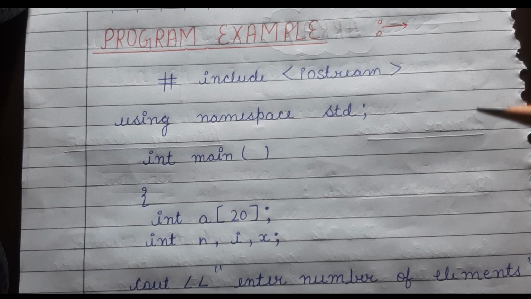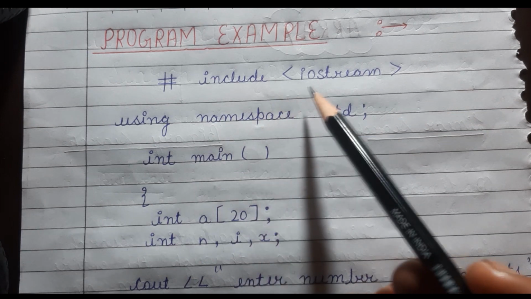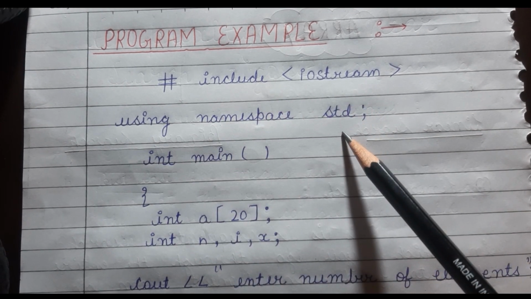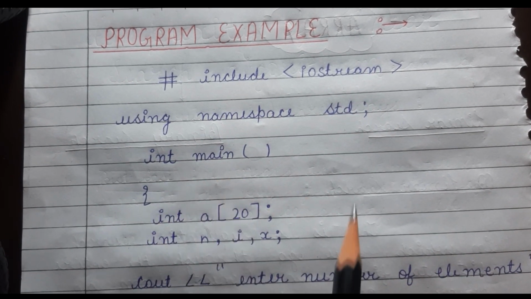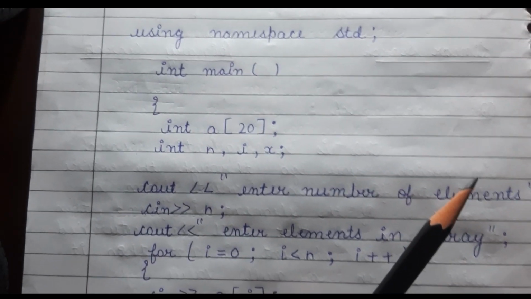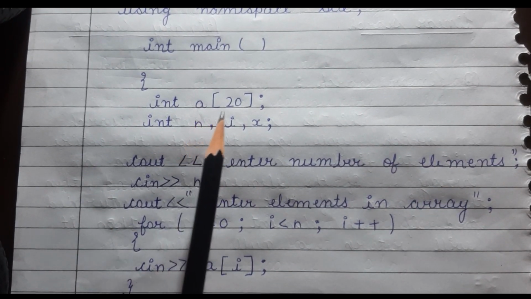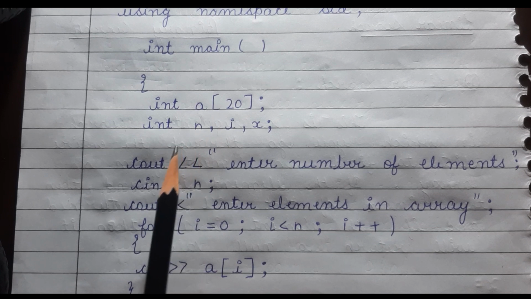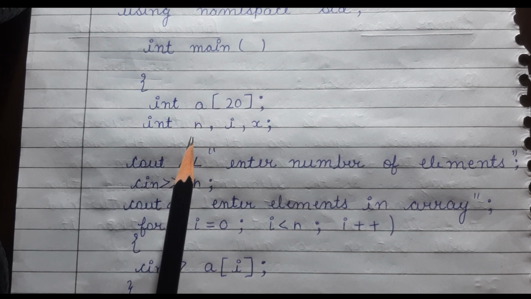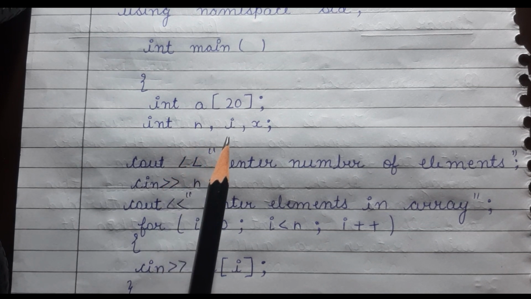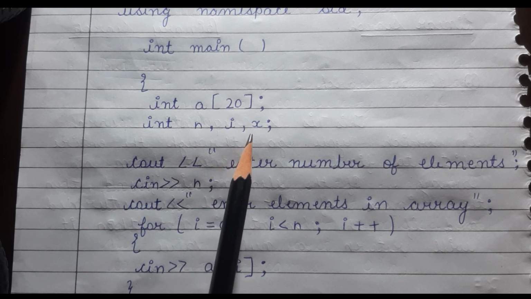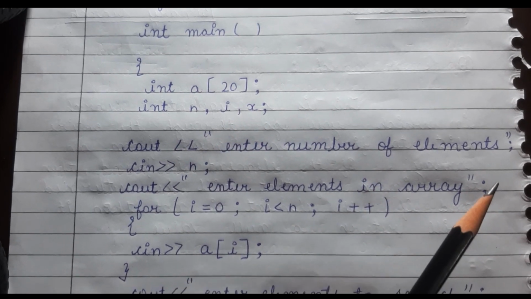Now I discuss by example in coding languages. So first we include the iostream header file, then standard packages, then we include the main function. After this we declare an array of size 20. Here n represents the number of elements in the array, i represents the index of the array, x represents the searching element that you have to search in this array A.